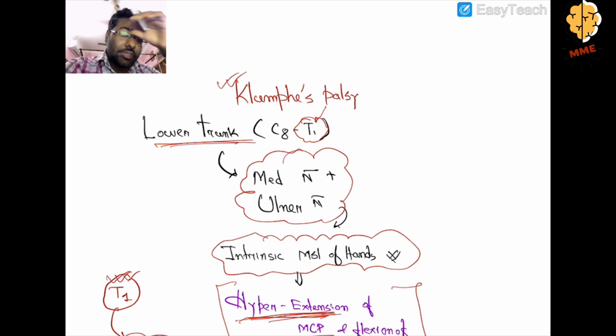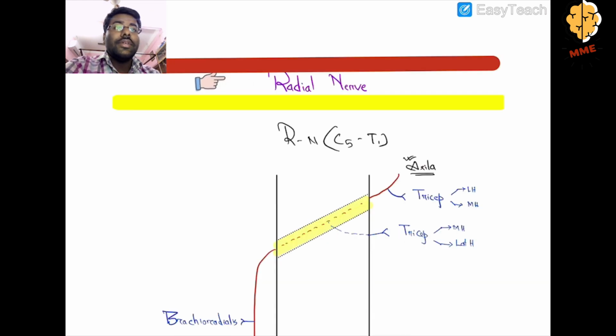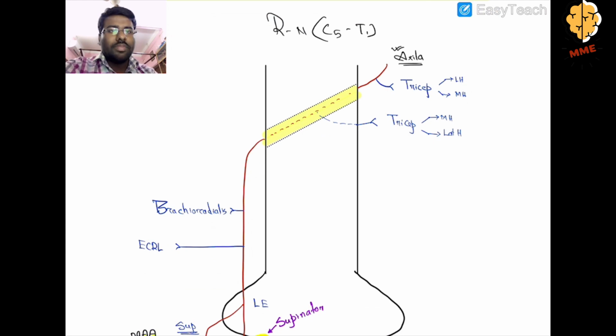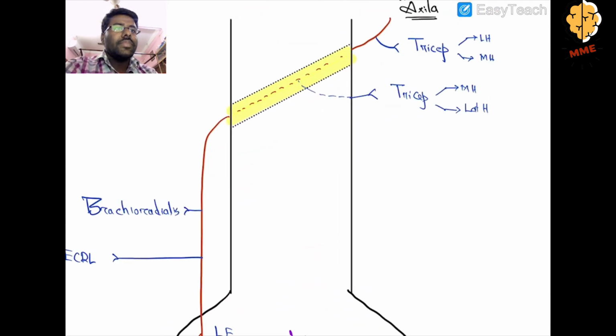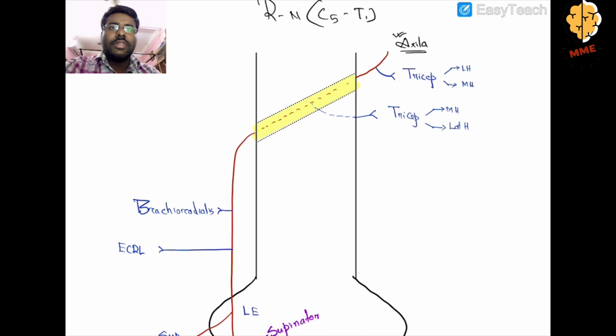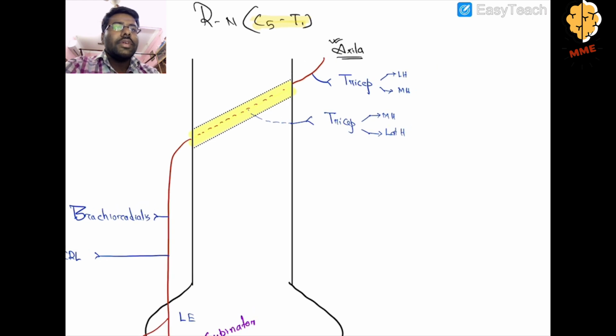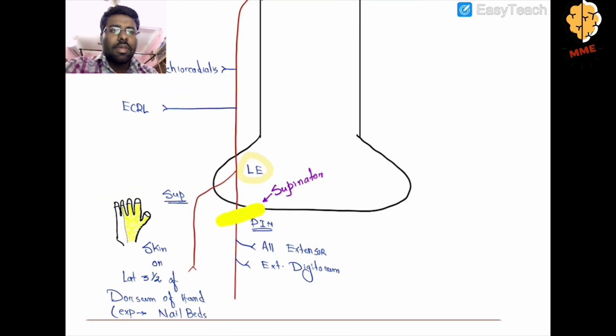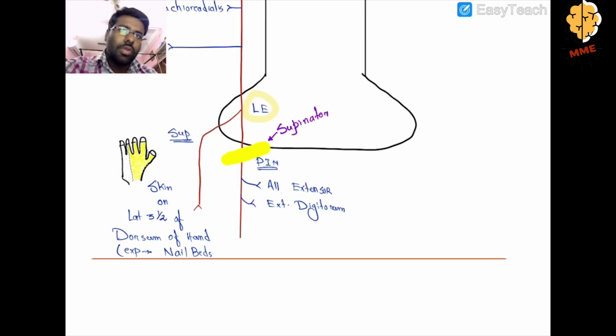Now coming to the discussion of the radial nerve. First, the roots of the radial nerve. What is the root value of the radial nerve? The radial nerve root value is C5 to T1. Firstly, it crosses the axilla, then crosses the spiral groove, comes in front of the lateral epicondyle, and enters the forearm.